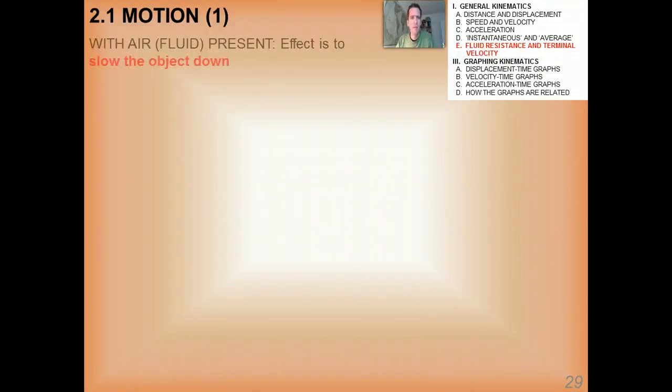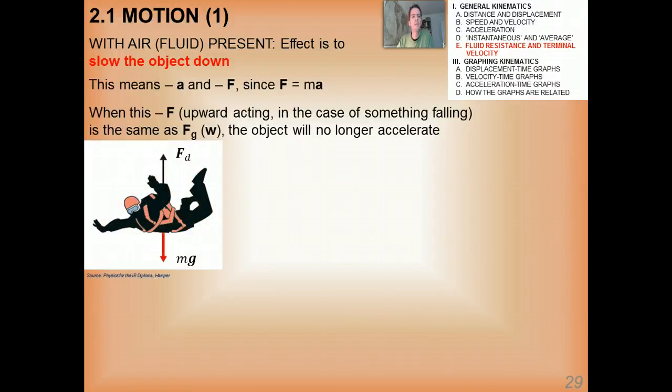Again, with a fluid present, the effect is to slow the object down. What that means is that you have a negative acceleration and a negative F, since F equals ma. When I say negative, I mean the opposite direction to the motion of the object. So when this negative force, acting upward in the case of something falling, is the same as the weight, the object will no longer accelerate. I have F sub d being the drag force here, and m g, and notice how the lengths of these vectors are the same.